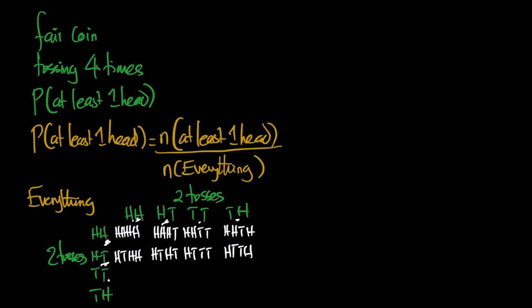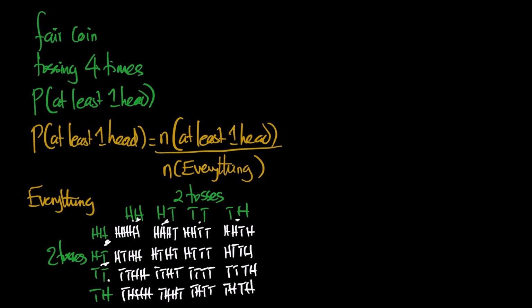This and this gives us tail, head. This gives us tail, head, and tail. This gives us tail, tail, and head. This gives us tail and head, tail. And the last one is going to be a tail and a head, and a tail and a head. So this is the probability of everything.